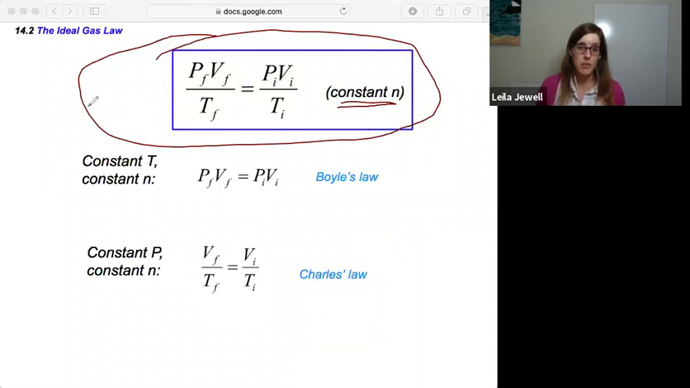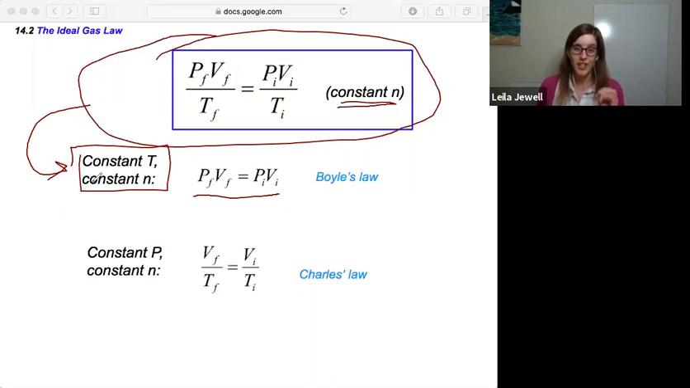We could then look at some subcases of this. If in addition to having a constant amount of gas, we also have a constant temperature, then the initial temperature will be equal to the final temperature, so that will cancel out of the equation. That's how we get what's known as Boyle's law. This only applies in the instance of constant temperature and constant N. So please, again, be very clear when you write this equation out about when you can use it and when you cannot. It's safer to assume the top equation and then discover that a lower one applies.